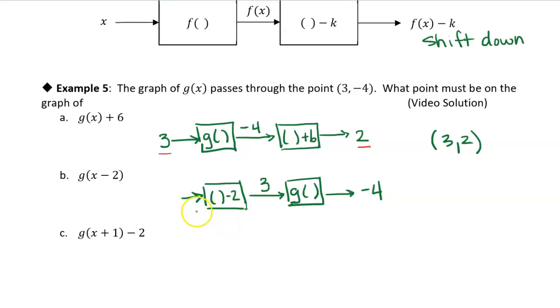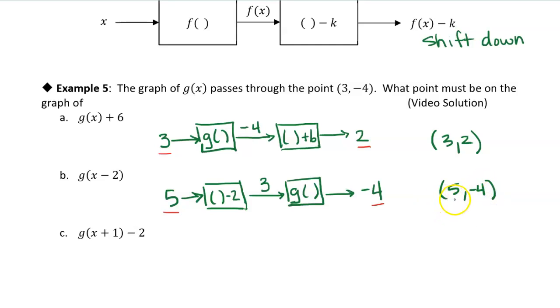So what x value will give you a 3 after you subtract 2 from it? Well, that has to be 5, right? If I take 5 minus 2, I get 3. And that's the input value I want because that's the only thing I know about g of x, is for that input value. And I'm going to get -4, right? So the point that I know for this new function, g of the quantity x minus 2, where x minus 2 is the input to the function, is that my new input is 5, and it gives me the output of -4. So the point that's on the graph of this new function is 5, -4.